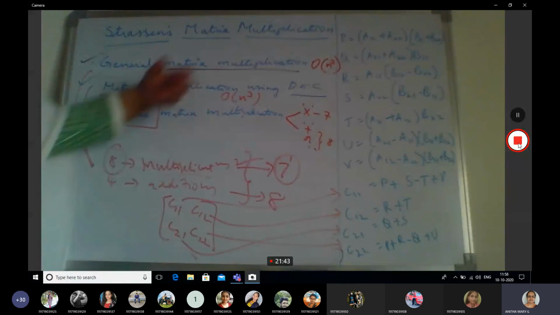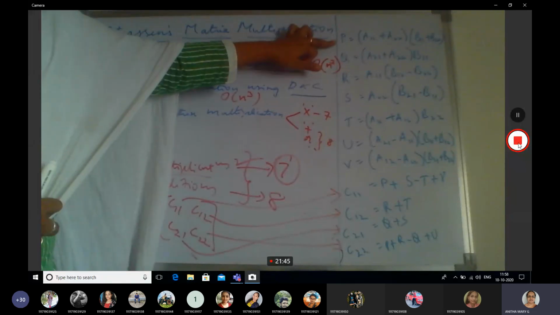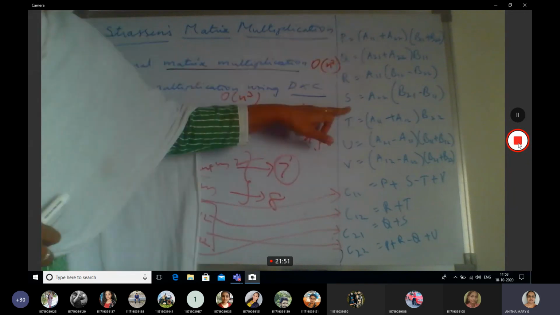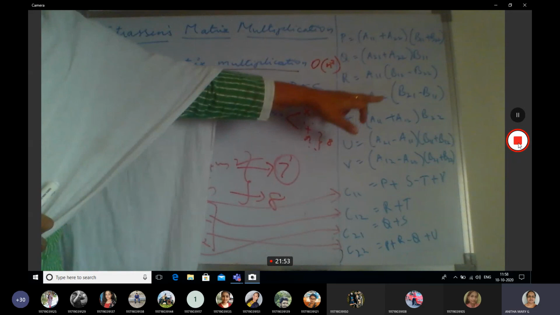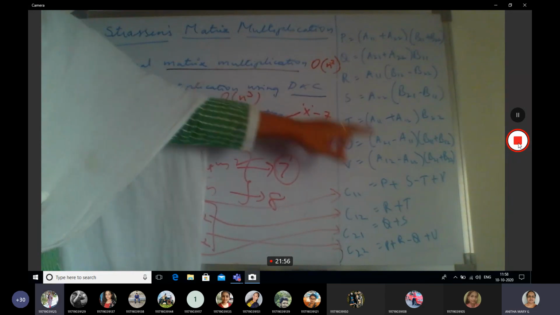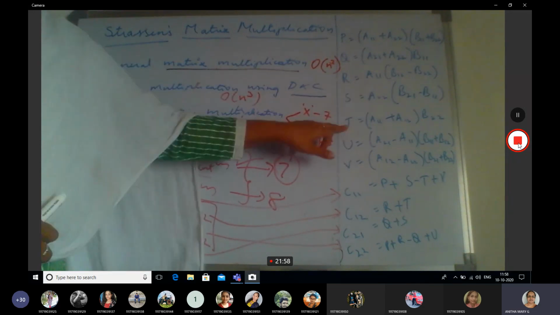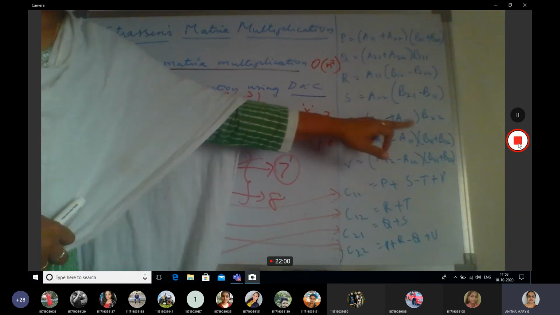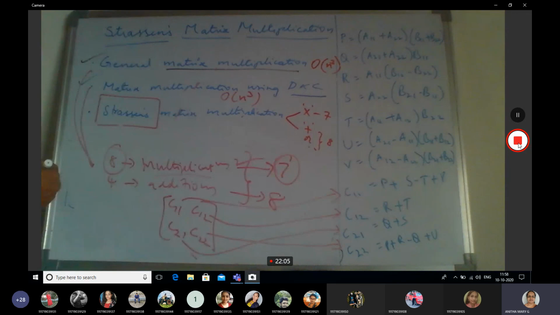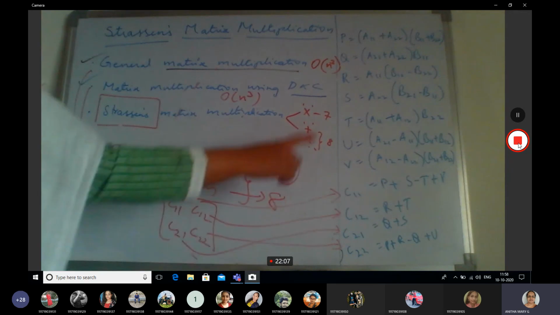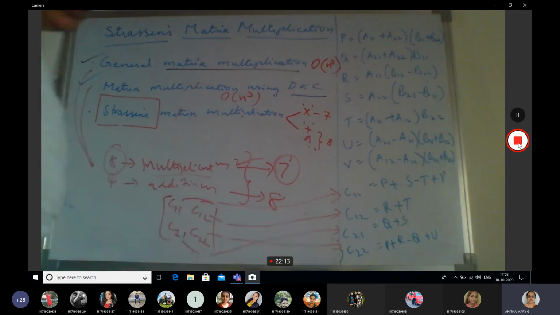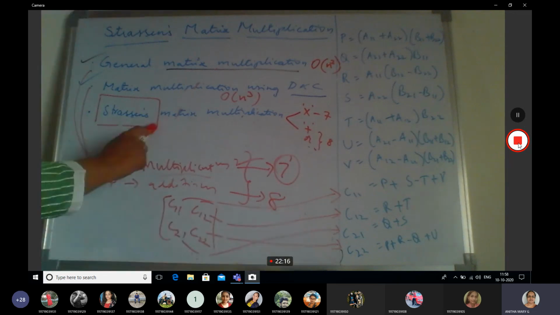P is again this one. So what elements of the matrix he is going to take, and S, he is taking the difference of some values and multiplying, and then T, he is calculating the sum of these two and multiplying, so it has to be subtracted, and plus V. Like that he has come up with some equations to get the resultant matrix. This is what we call the equations for Strassen's matrix multiplication.